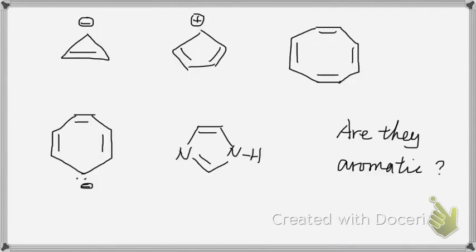So can you determine whether or not these molecules or ions are aromatic based on the rules that we just talked about for aromaticity, the Hückel's rule? Please note that all of them are monocyclic, conjugated, and planar. What you need to do is to determine how many pi electrons are there in these molecules or ions.